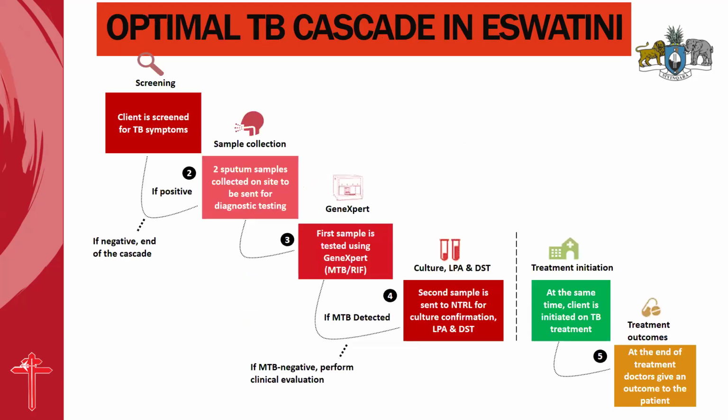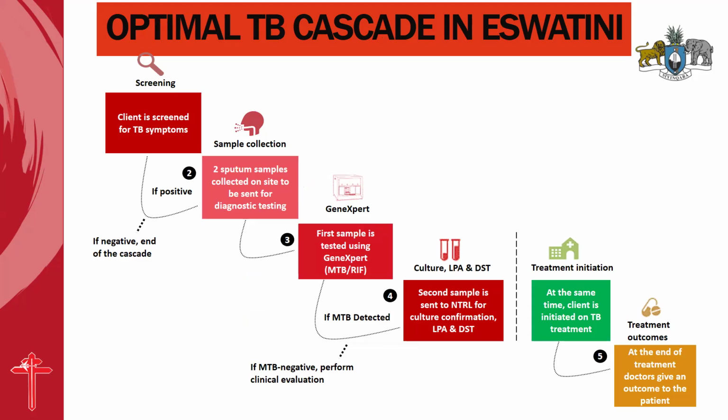So the optimal TB cascade in Eswatini. This simply means the flow of TB testing in Eswatini. How does it happen? How does it go? So the first part, we do the screening.